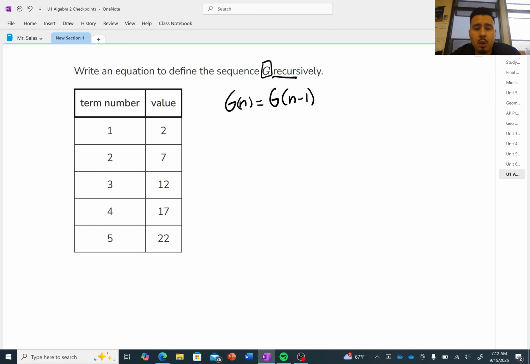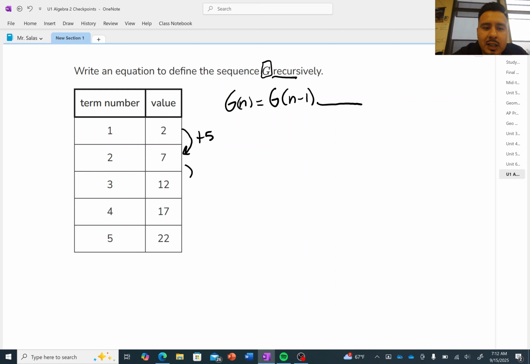So now I want to know what my pattern is, because my pattern is what goes here, right? That's what goes there, my pattern. So from 2 to 7, what am I doing? From 2 to 7, am I multiplying? Am I adding? Well, it looks more like I'm going to be multiplying. Sorry, not multiplying. It looks like I'm going to be adding. So I'm adding plus 5.